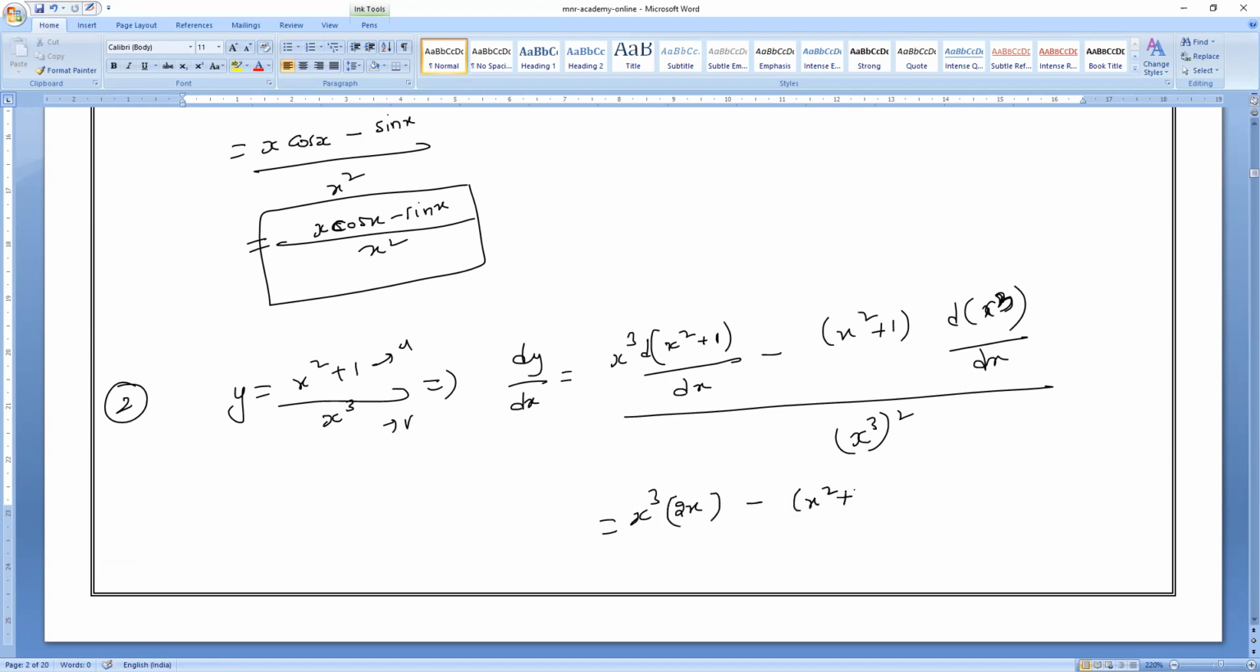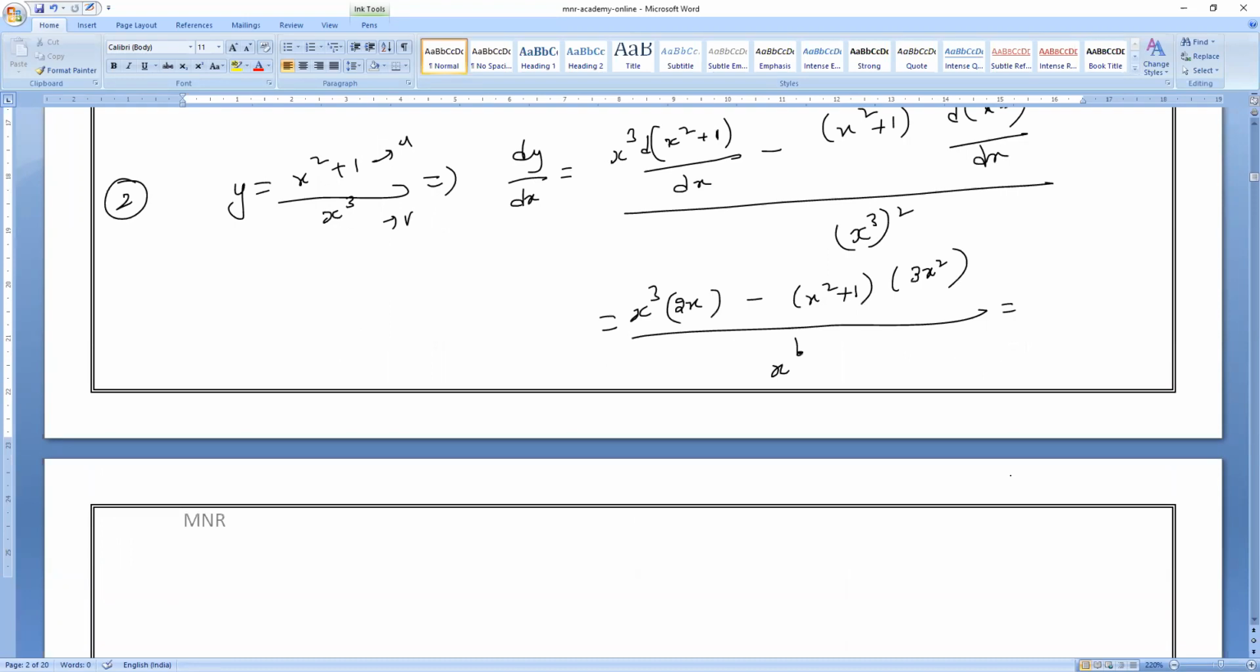Next, differentiation of x cube is 3x square, over x power 6. Do it first. What will come? x cube into 2x is 2x power 4, minus. Now the multiplication: x square into 3x square gives minus 3x power 4.